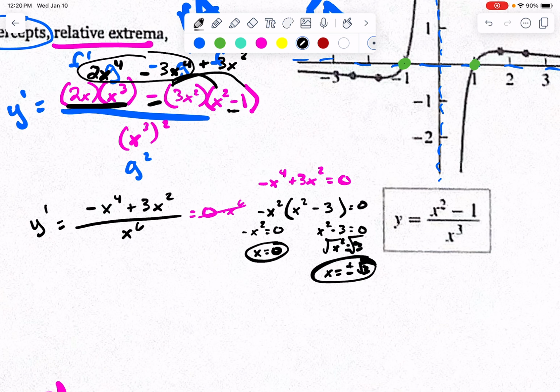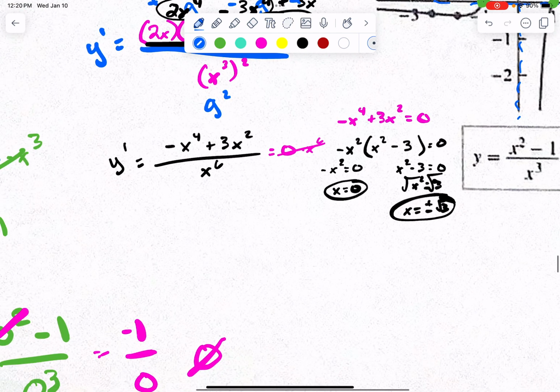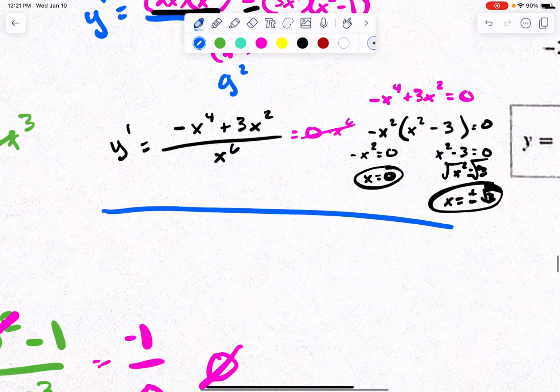Yeah. Shall we do the second derivative? Yeah, sure. Let's do it. Let's try. Why not?